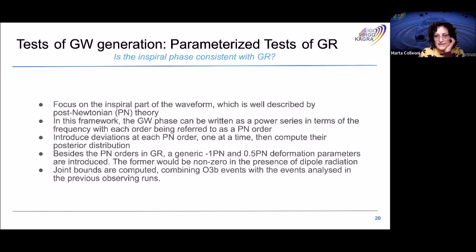The -1 PN term will be non-zero in the presence of dipolar radiation, which is forbidden in general relativity. We compute posteriors for individual events and then compute joint bounds on the deviation coefficients, combining all the new events that Jenny showed earlier with the ones analyzed in past papers.